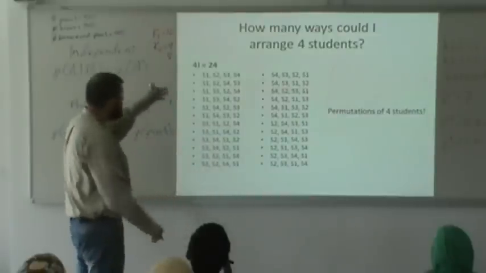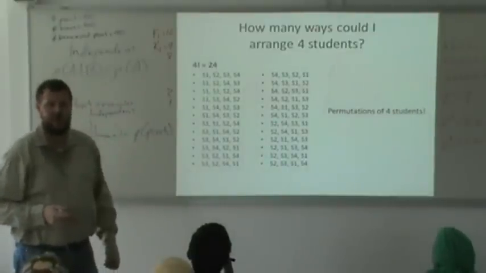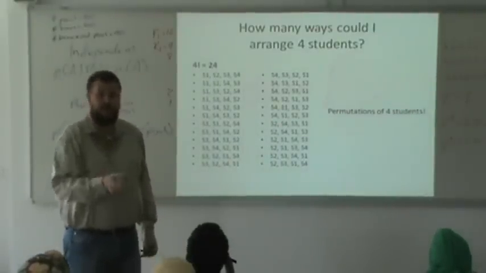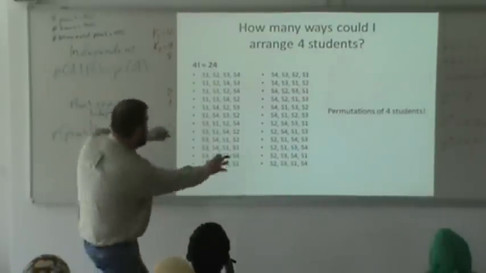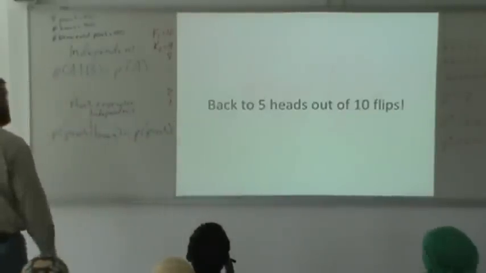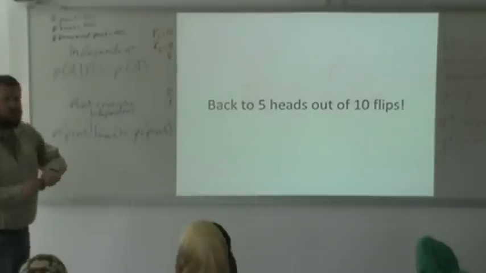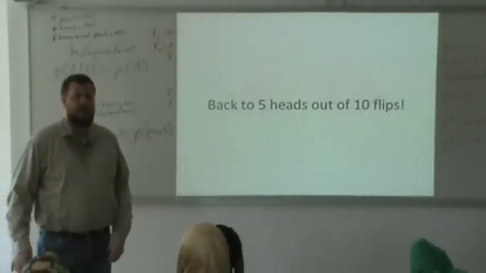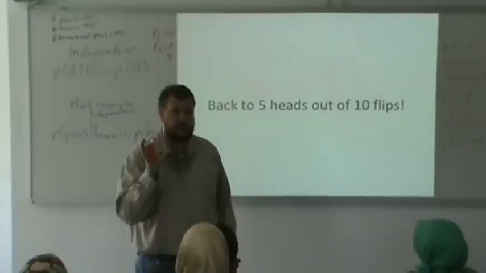Boom. They have 24 different arrangements of the 4 students. This would be like 24 different arrangements of 4 flips. Okay? So these are the permutations of 4 students. Now, getting back to our heads. We don't want to arrange all 10 of the flips. We just want to arrange 5 of them, right? So we only have 5 heads.